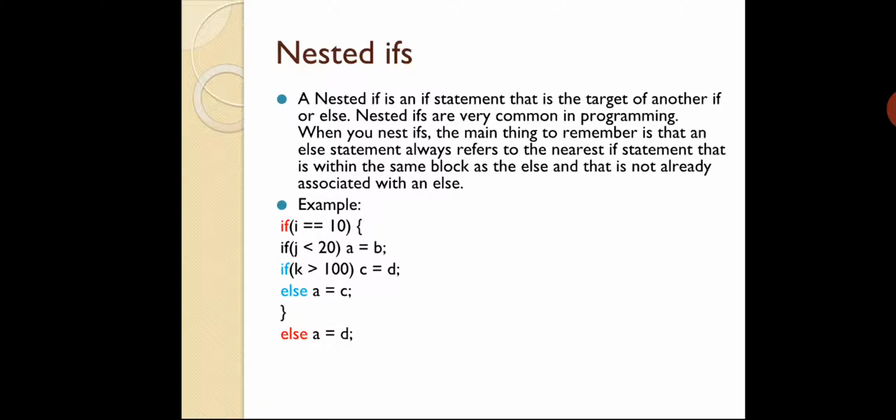So the first if condition is if i equal to 10. That is nothing but you are going to check whether i has the value 10 or not. If that particular thing is true, if i equals 10, which is true, it means you are going to get inside that particular braces or flower brackets. Then again you are going to check if j is lesser than 20. Say if i equal to 10, definitely you are coming into that particular conditional statement. Then again you are going to check whether j is lesser than 20 or not. If j is lesser than 20, for example, then you are going to assign the value of b to a.